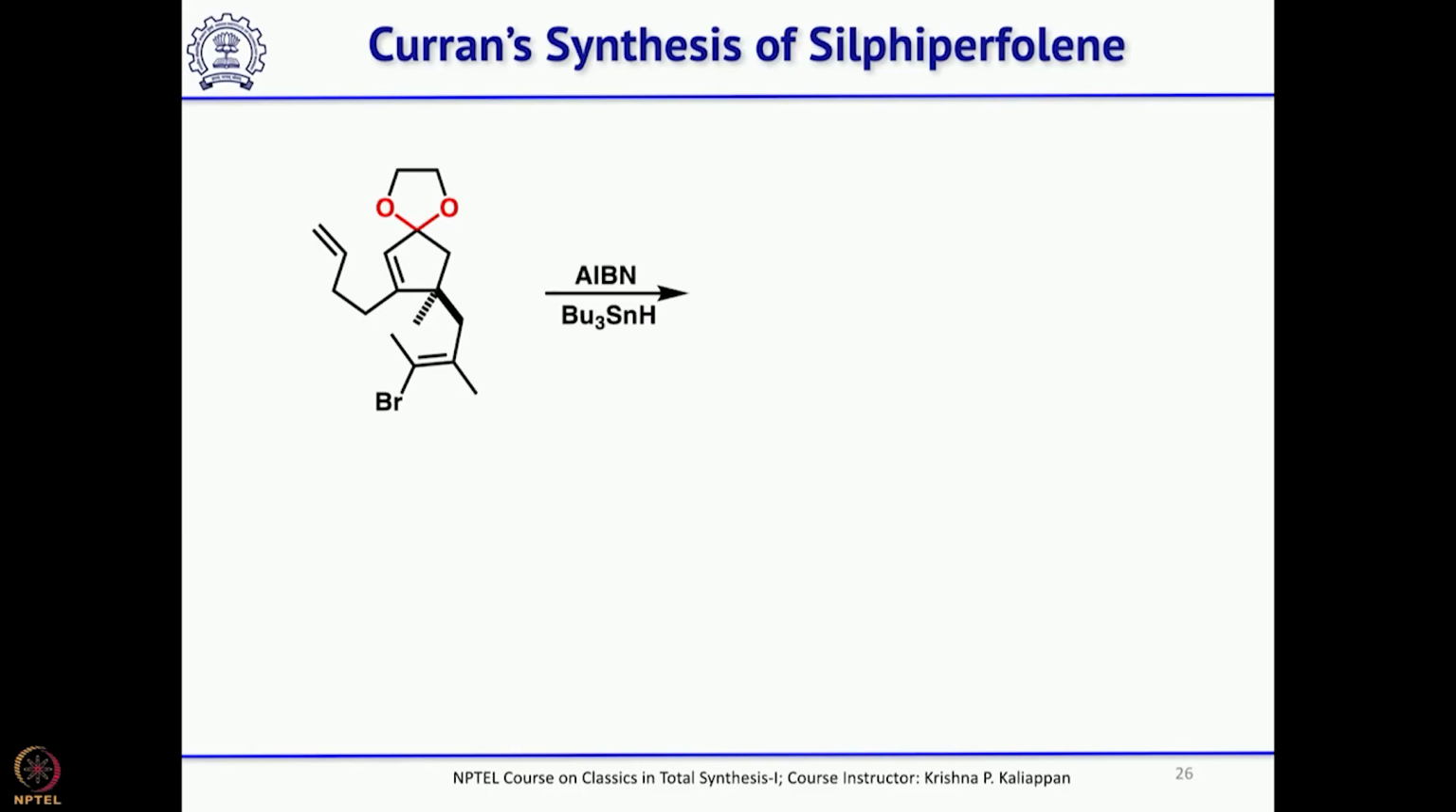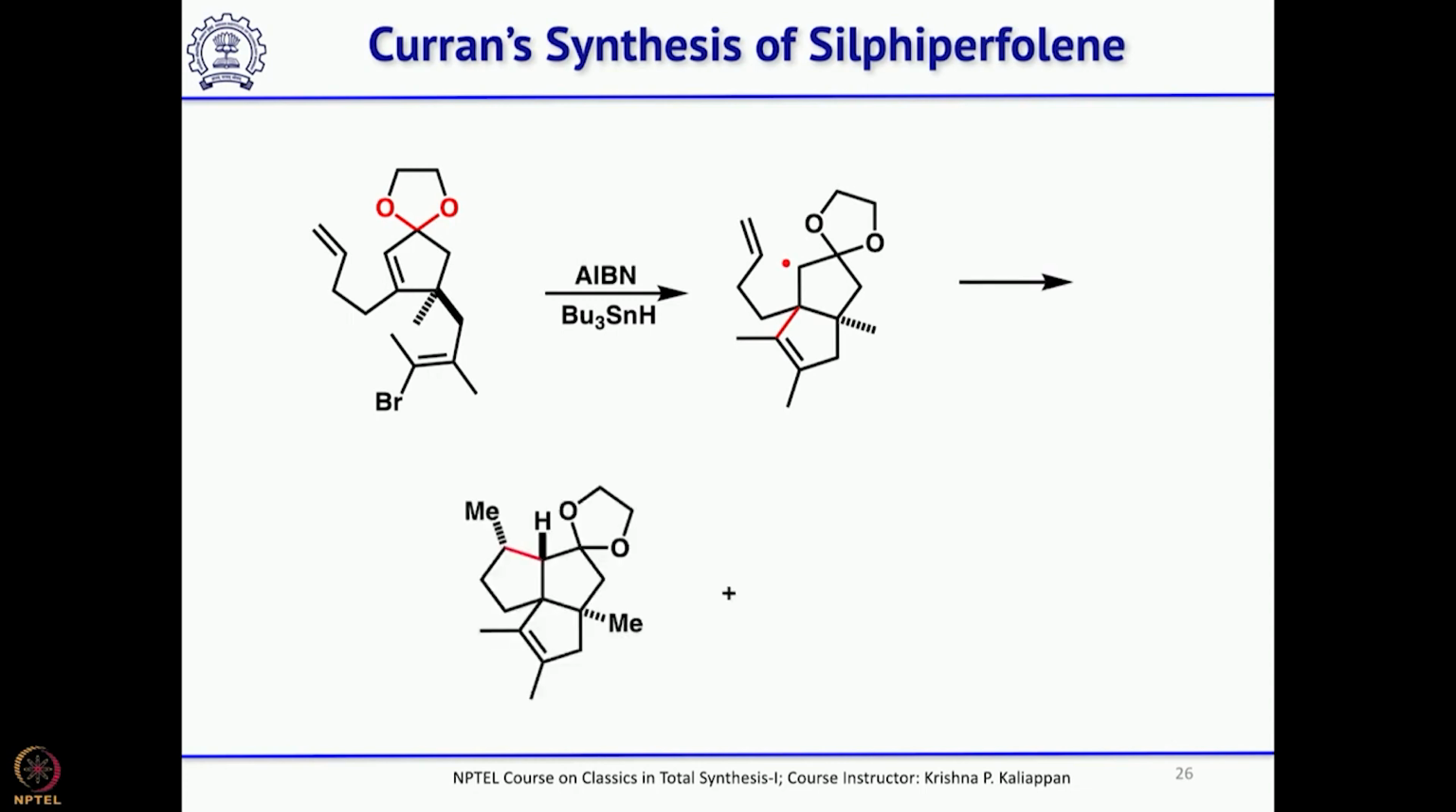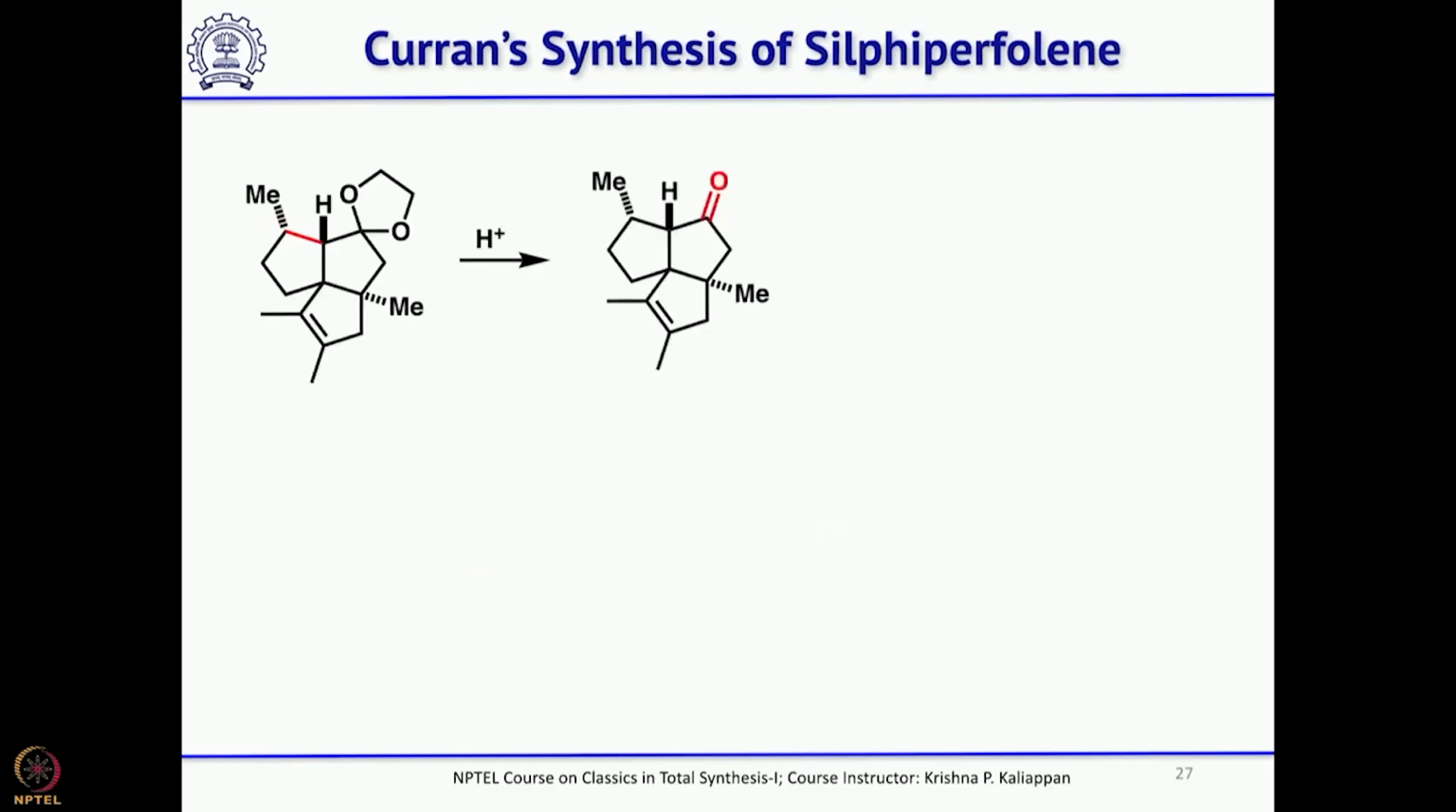Then he carried out the key tandem radical cyclization. The tandem radical cyclization worked well to give a mixture of two diastereomers. So this is the required isomer, but he also got the unwanted isomer in the ratio 3:1 in favor of the required isomer. Now what is required is you have to remove the ketal as well as remove the ketone. So the ketal was removed using treatment with acid, and the keto group was removed using Wolff-Kishner reduction.